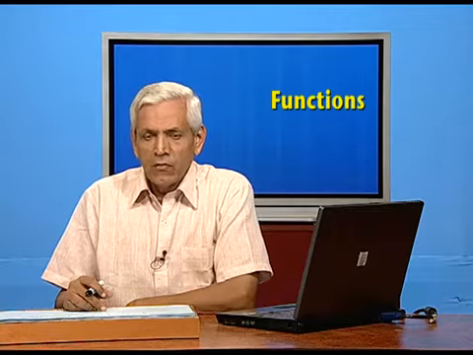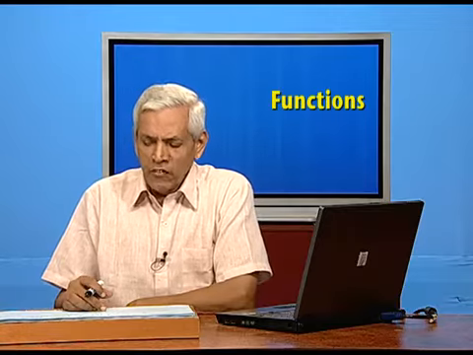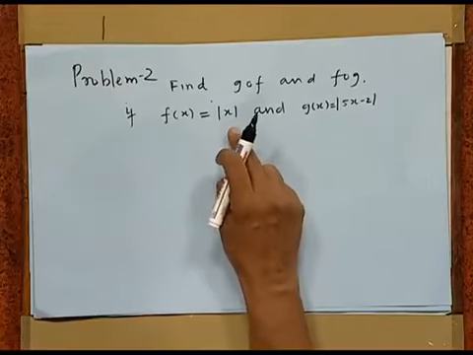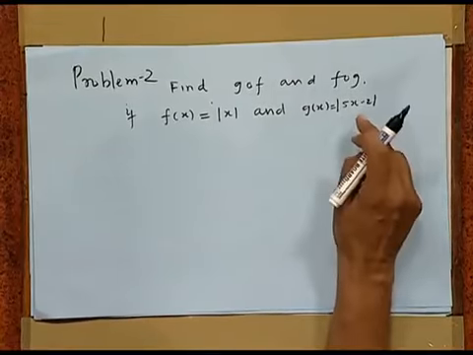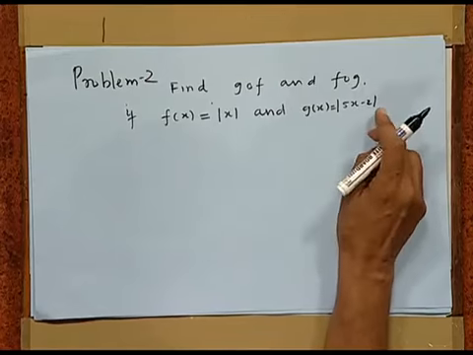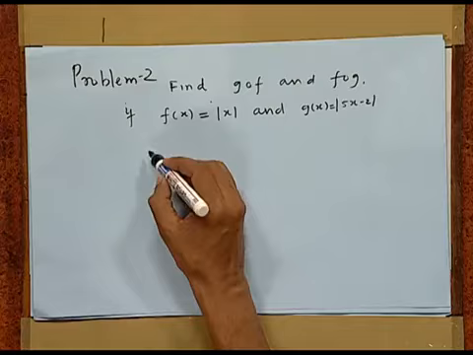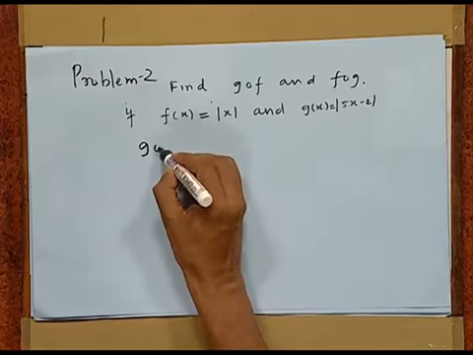Here we have to find both GOF and FOG. f(x) is given to be mod x and g(x) is given to be mod 5x minus 2. So first we find GOF.